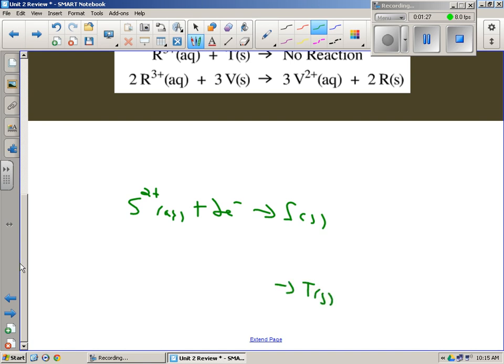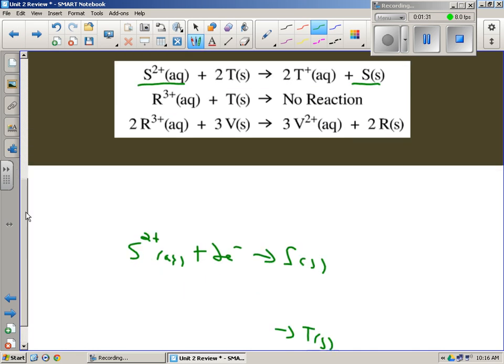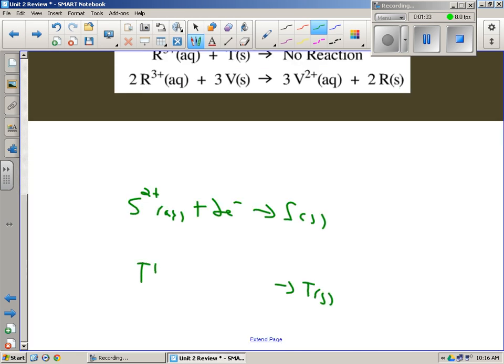And of course, the charge that goes with T is what? 2+, I believe? Yeah, or 1+. So T+ and 1 electron gives me T solid. Okay, so I know that that's true because, of course, S2+ is up there, T solid's down there. All right, so that's the first thing.